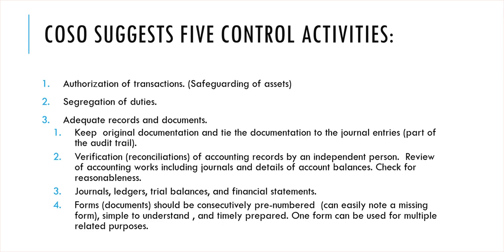The third one is adequate records and documents. And I say records and documents because when you get into records, you're really talking about journal entries as well as the documents. And I don't like to call the journal, remember, a document. But you need the documents to tie together and they become the audit trail. You need an independent person doing these reconciliations. You should have certain things when you have accounting records, including journals, ledgers, doing trial balance, creating financial statements.